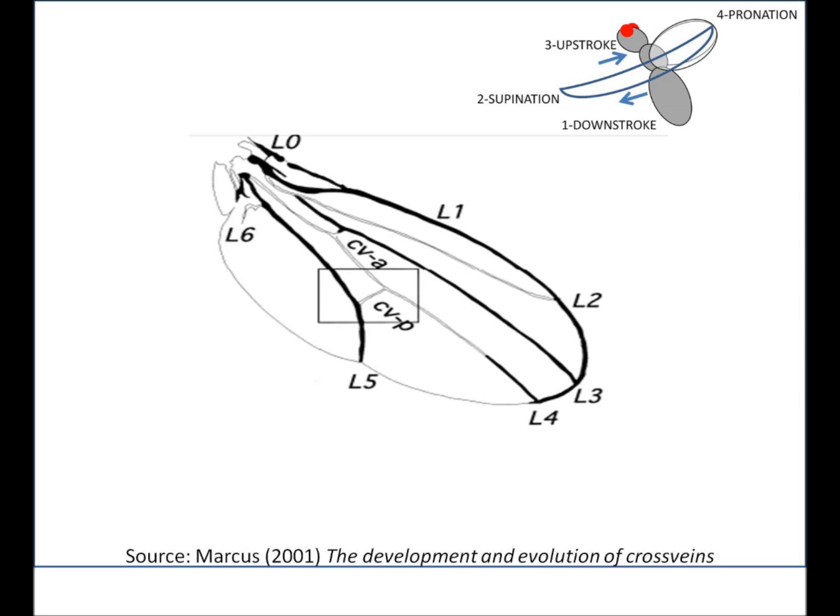So different veins are either located dorsally or ventrally in the epithelium, and this is actually quite important for later on. So as a reminder, the L0, the L1, the L3 and the L5 are all located dorsally. Also dorsally is half of the anterior crossvein, the half that's actually closest to the leading edge. And you also have the distal tip of the L4 that is dorsal. The remainder of the veins, so the L6, the L2, the posterior crossvein and the major part of the L4, they're all located ventrally.